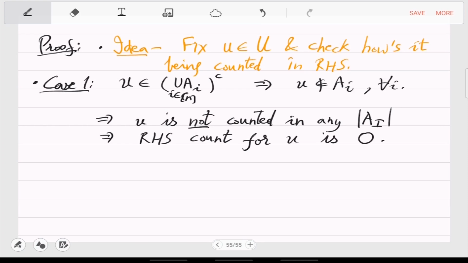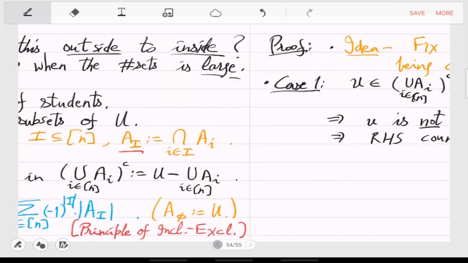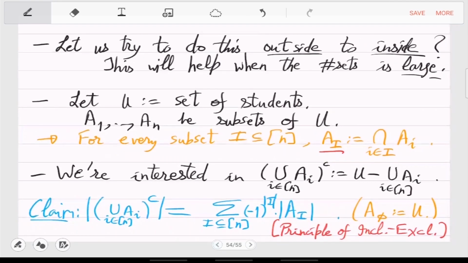Okay, so sorry. Yeah, that's a good point. So why is that not the case? Something is wrong. Sorry?